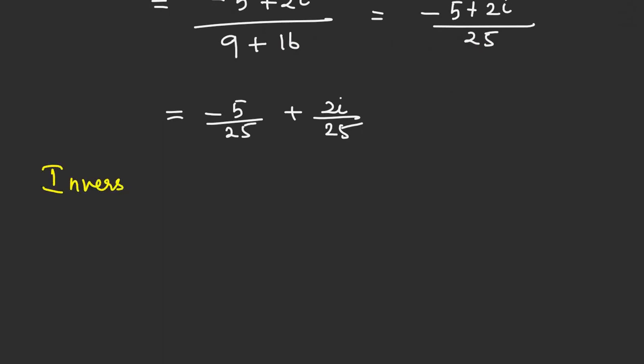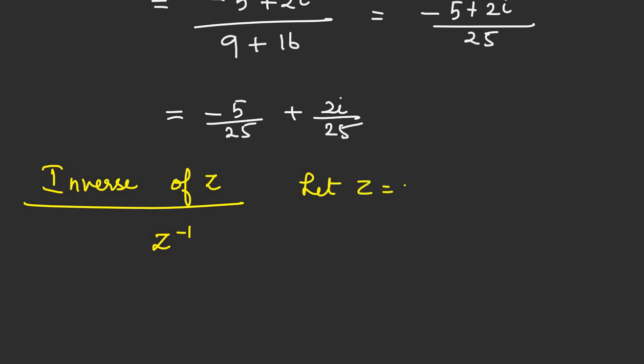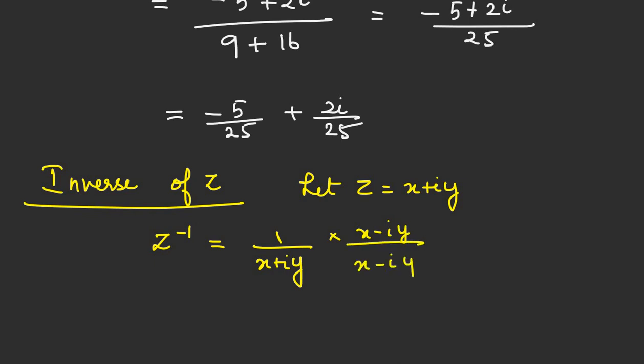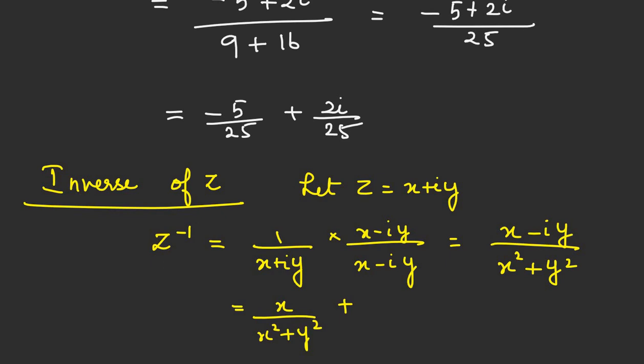Next, the multiplicative inverse of a complex number is denoted by Z inverse. Suppose we take Z is equal to x plus iy. Then Z inverse will be equal to 1 by x plus iy, multiplied by the conjugate of the denominator. We get x minus iy divided by x minus iy, which is equal to x minus iy divided by x square minus i square y square, which gives us plus y square. The real part will be x by x square plus y square, and the imaginary part will be i into minus y divided by x square plus y square.